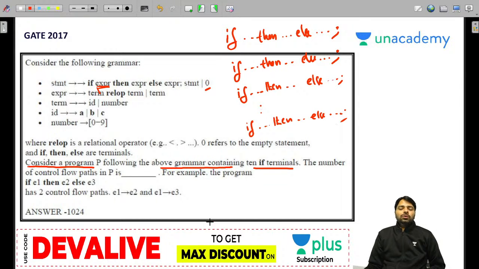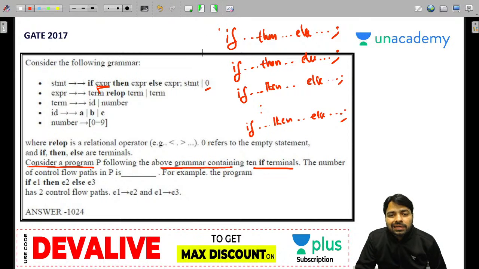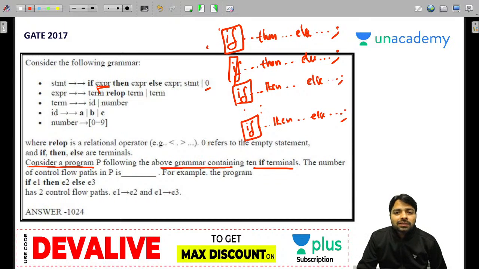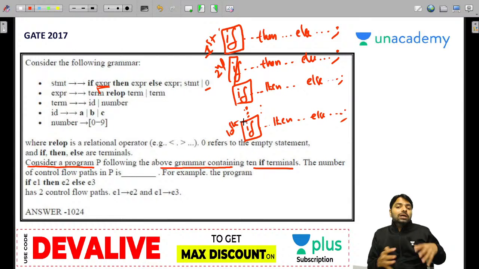This is the only way you can do it. And at this place the S might come that will terminate, and this is your program. 10 ifs guys. 1, 2, 3 and this is the 10th one. Remember that this is the first, second and this is the 10th one. Assume that. Now how does the control flow?